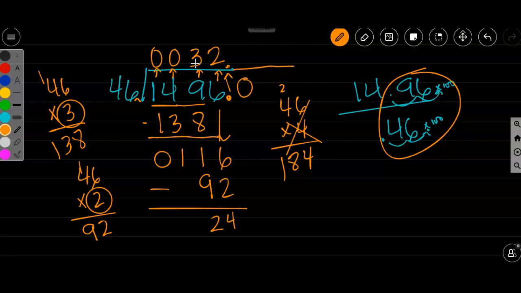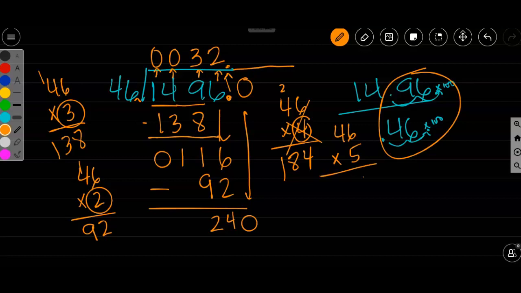Does this 0 here change the value of what we already have? After this decimal, you can put as many zeros as you want to. Okay, so let's see. We have 0. All right, we're going to be bigger than this over here. So let's do 46 times 5.